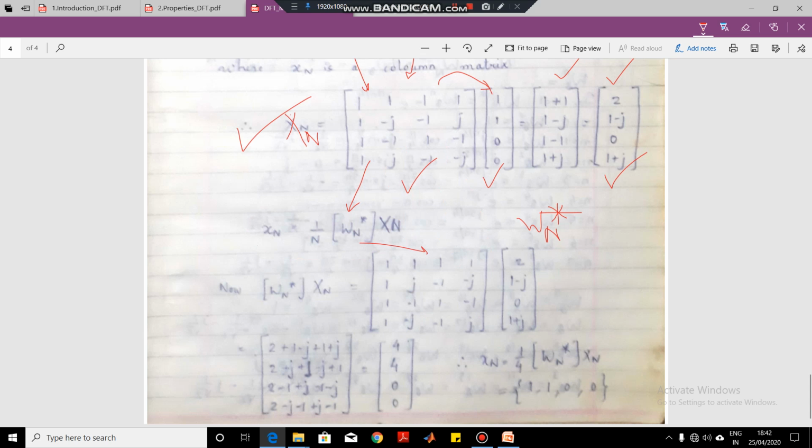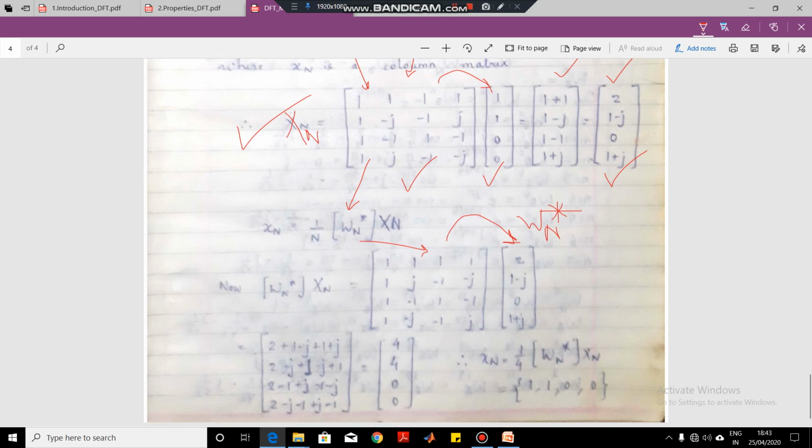The important thing is computation of the Twiddle factor matrix. Once you understand this, you can easily get the conjugate of the Twiddle factor matrix. Next, we have to do matrix multiplication of the Twiddle factor matrix with the given DFT. In this numerical we are given the DFT as 2, 1 minus j, 0 and 1 plus j. Just multiply these two matrices by matrix multiplication, and you can get the original sequence. In this way we can use the matrix multiplication method to compute the IDFT.